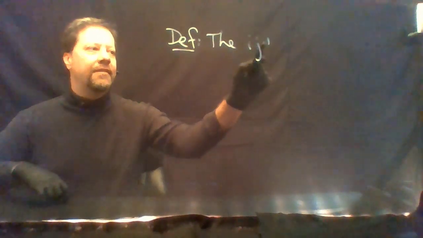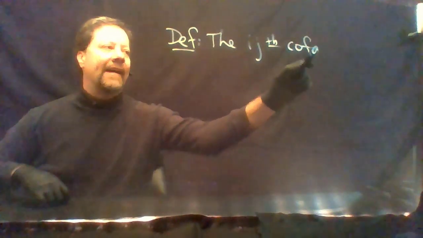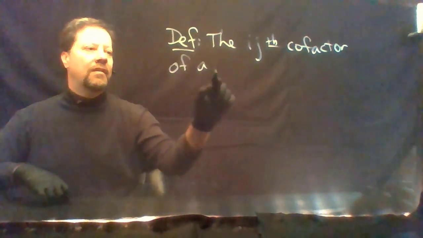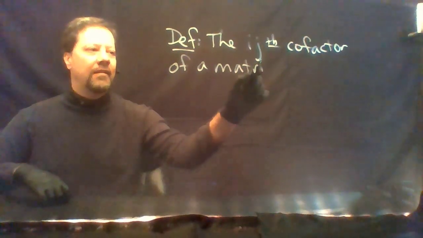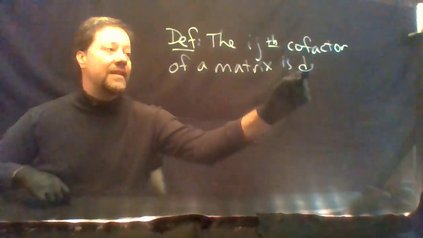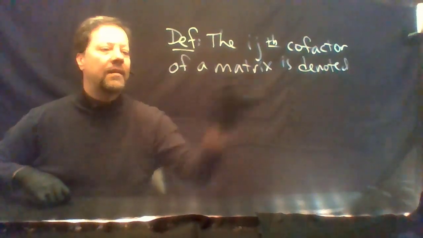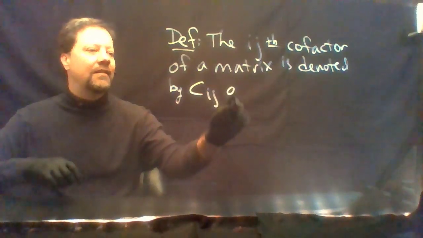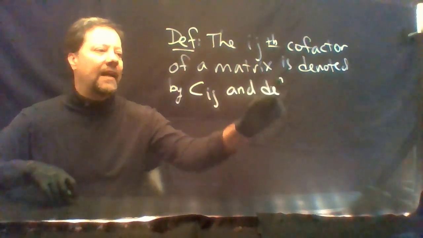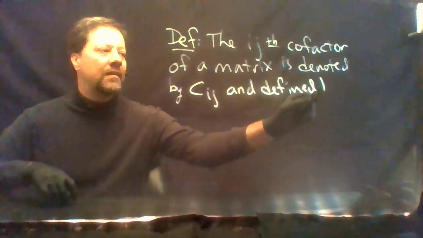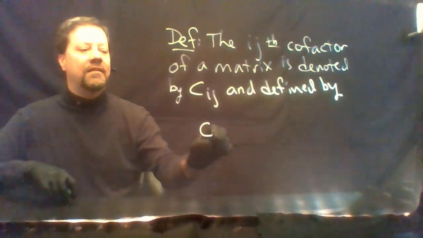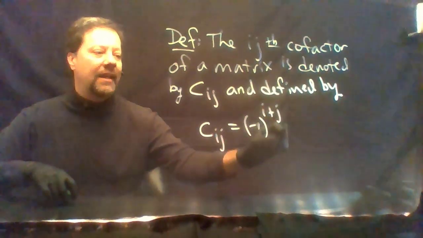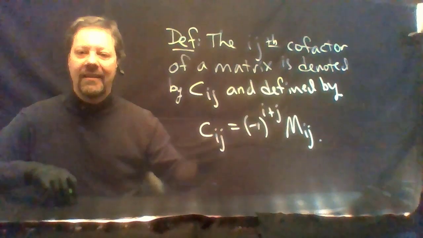The ijth cofactor of a matrix is denoted by Cij and defined by Cij is -1 to the power i plus j times the minor Mij.